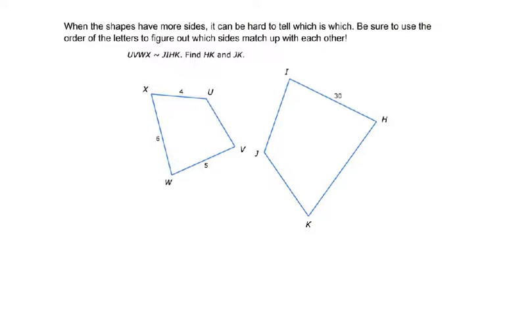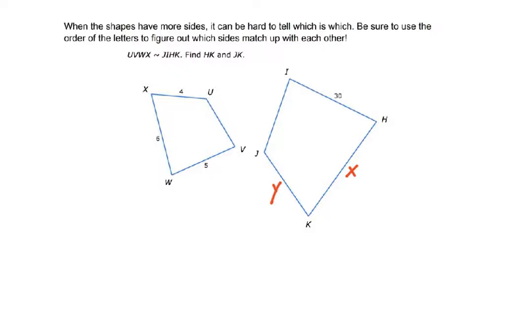The more sides a shape has, the harder it can be to tell which ones match up with each other. We want to use the order of the letters to figure out which sides match up with each other. And so we have these two quadrilaterals, UVWX, JIHK. We want to find HK, which we're going to call X, and JK, which we're going to call Y. We got to do them separately from each other.